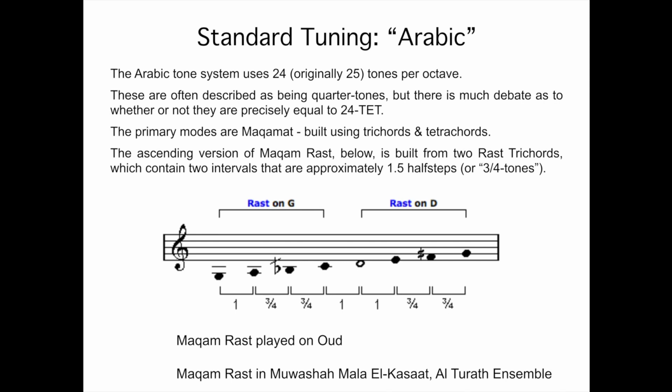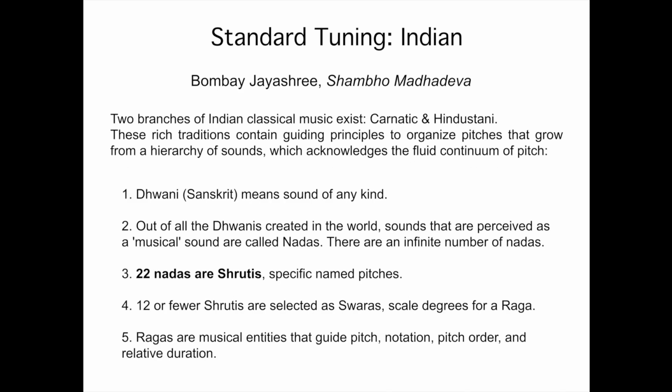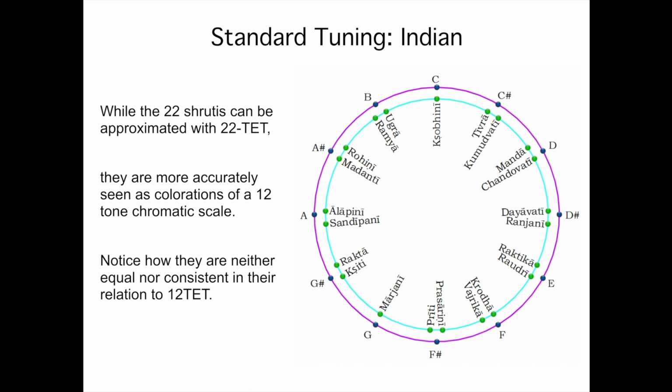Arabic tuning, which uses about 24, or twice as many as the normal notes. Indian tuning, which is the last one I want to show you, involves 22 pitches per octave. And you can see with the little green dots around the circle, the purple circle is the normal 12 notes per octave. You can see the little green dots where they have basically 2 versions of most pitches. So it's a lot like 12 tone equal temperament, but with 2 versions of each note that are slightly different.